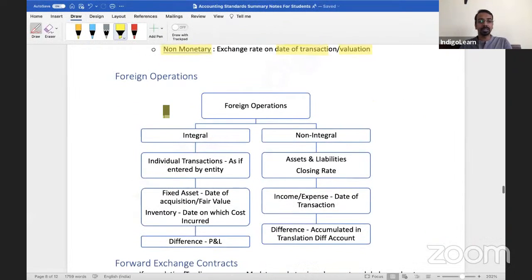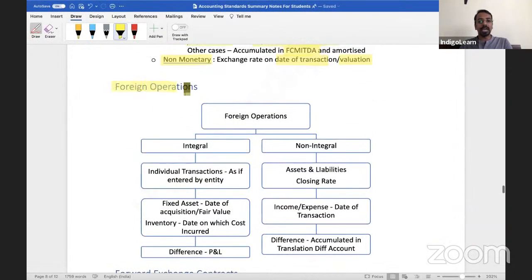Moving on, we have these foreign operations, which is also covered as a part of your accounting for branches. So I'll just be covering that part which relates to foreign operations. Foreign operations means there is, let's say, an Indian entity, it has an operation outside India. Maybe there is a branch office outside India. Maybe there is a subsidiary outside India. Now, they have been classified into two categories, integral and non-integral.